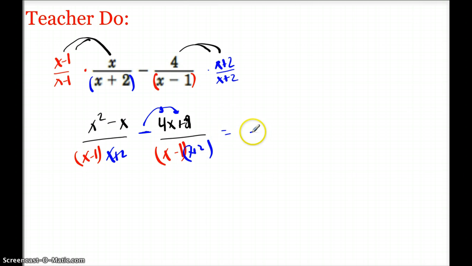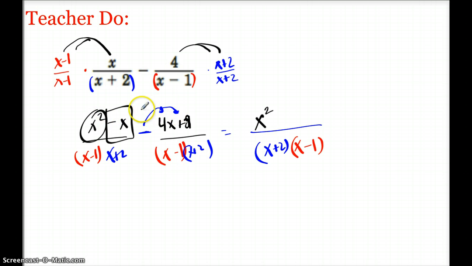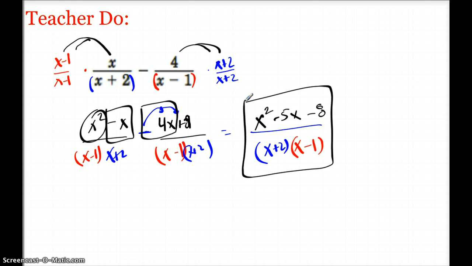In the end, our denominators will be x plus 2 and x minus 1. They must be factors. If they're not factors, it's not going to work. Combine my like terms. X squared is only 1. Then I have a negative x and a negative 4x, which gives me negative 5x. And this was a positive 8, it's now going to be a negative 8. Now, I would try and factor this. The x box is not going to work. So that's my final answer.